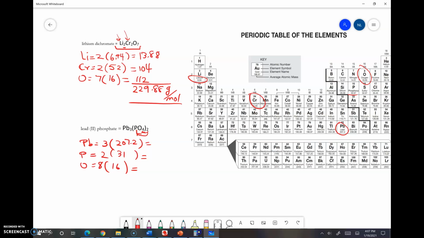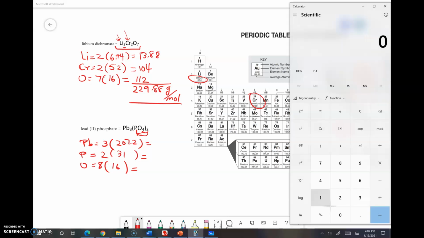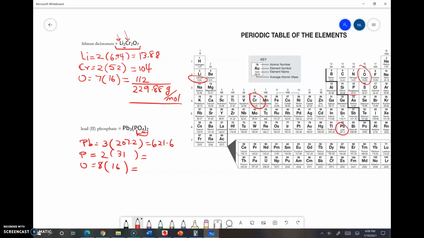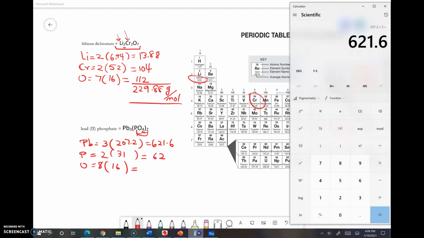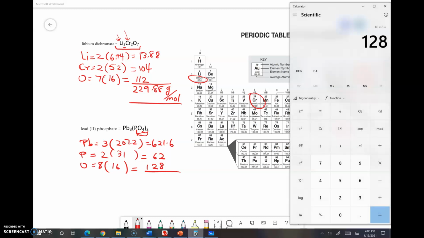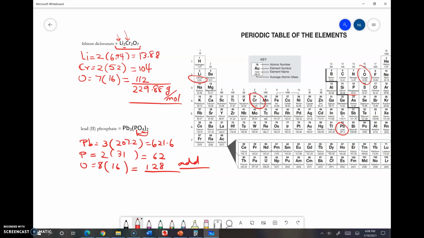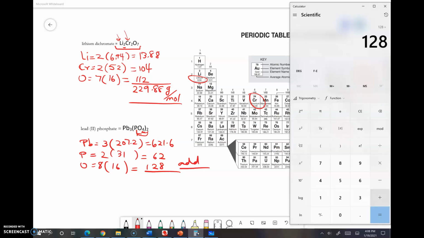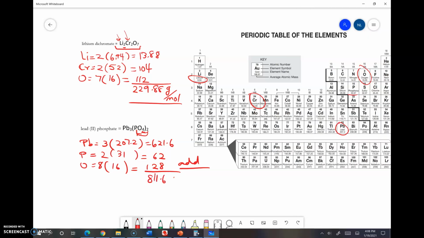Once again, let's get that calculator out and multiply these. 207.2 times 3 gives me 621.6. And this is going to be 62. Let's do the next one. 16 times 8 is 128. Then you're going to add them up, okay? So let's get that calculator going. 128 is already fed. Whoops, not that. 62 plus 621.6 plus 128, we get 811.6 grams per mole. All right, that's the molar mass.